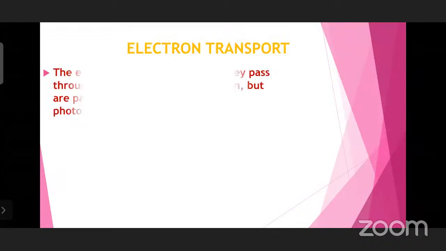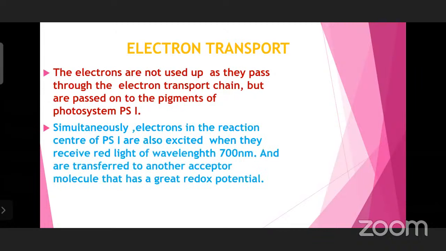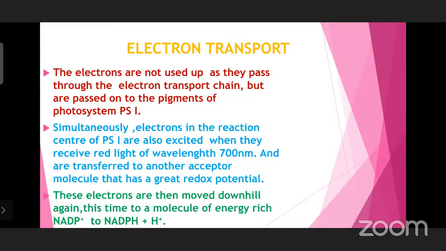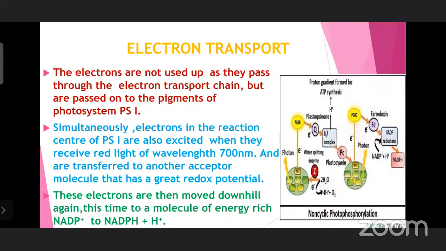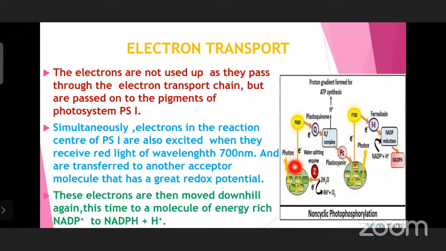Next, the electrons are not used up. Here the electrons are not utilized. They are getting transported only as they pass through the electron transport chain, but are passed on to the pigments of photosystem 1. The PS1 is going to receive that one. And you can see here in this picture also, just now I discussed clearly, this PS2's electron is going like this and electron transport is done, and here the PS1 is taking the electrons.